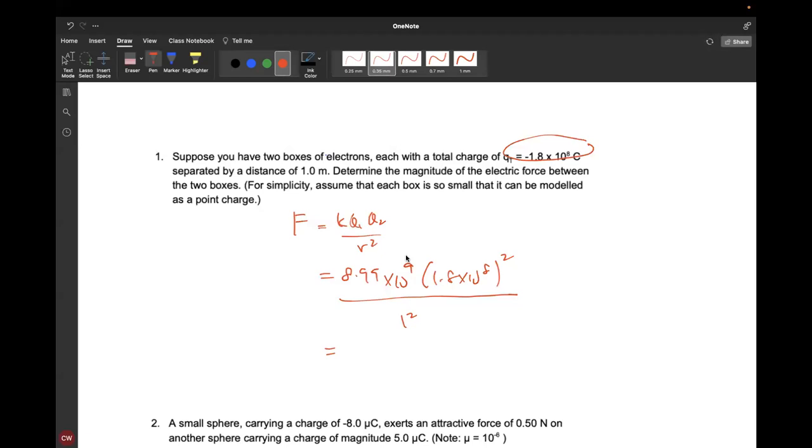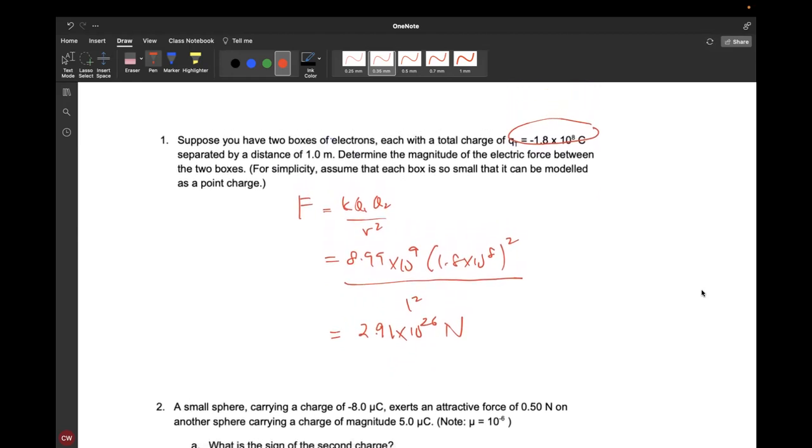8.99 power 9 times 1.8 power 8 square divided by 1. So the force is going to be 2.91 times 10 to the power of 26 Newton. You get the same thing? Any question? 志愿 okay 啊？ Yeah, okay.